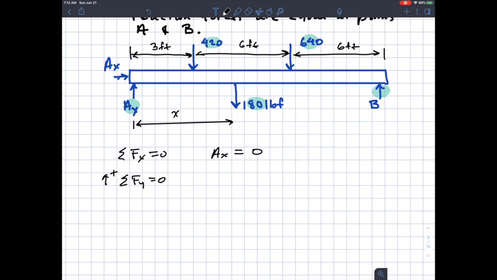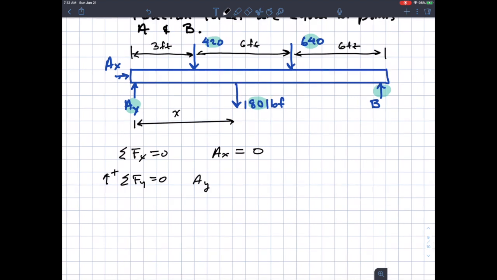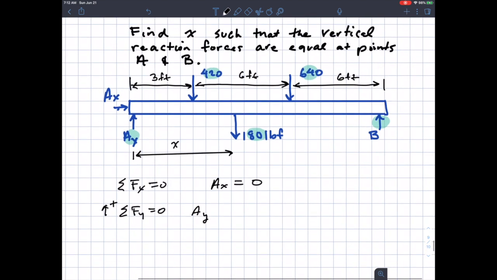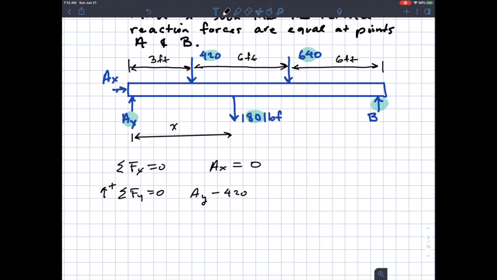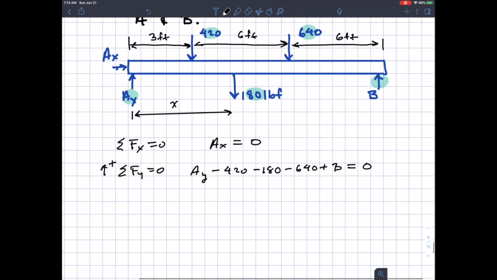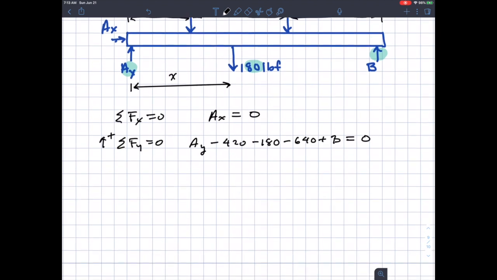Okay, I would have AY is going up. All right, then I have minus 420, minus 180, minus 640, plus B equals 0. There's one equation. Okay, we have a couple of unknowns still. All right, so let's move forward. We know we're going to need another equation.